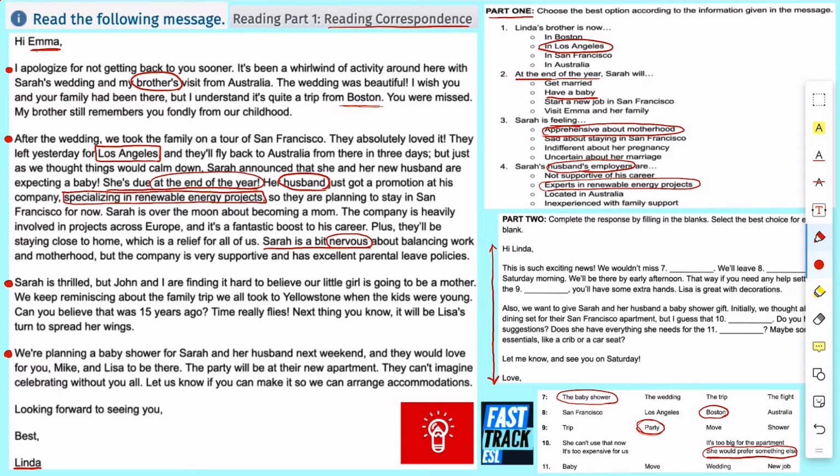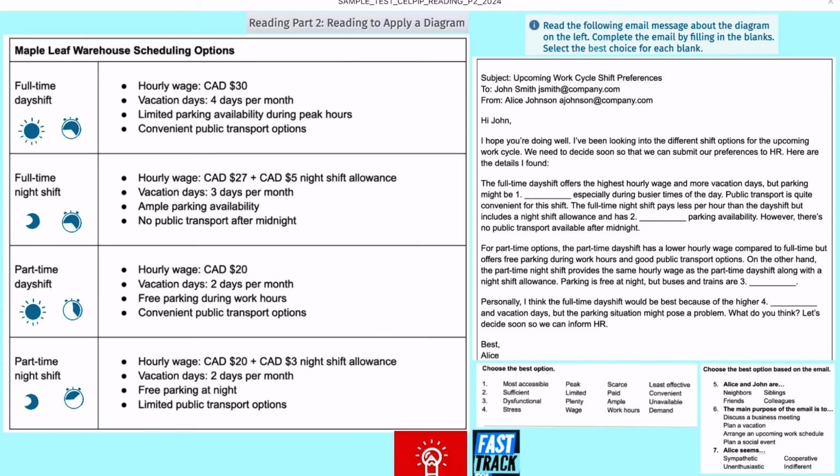"Maybe some essentials like a crib or a car seat. Do you have any suggestions? Does she have everything she needs for the number 11?" What is arriving? The baby, right? So the baby, maybe some essentials like a crib or a car seat. So there you go.